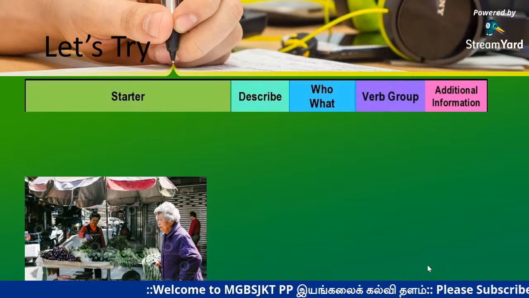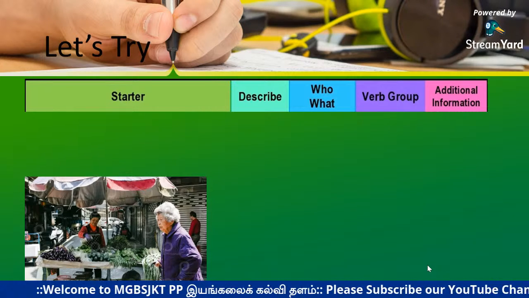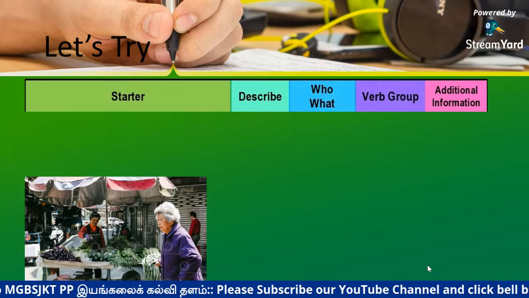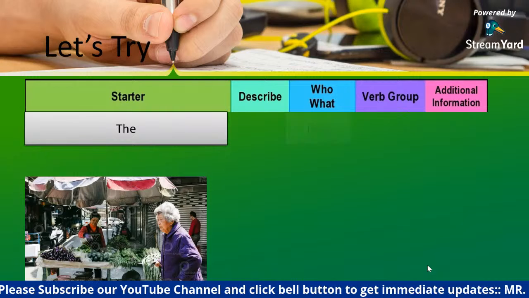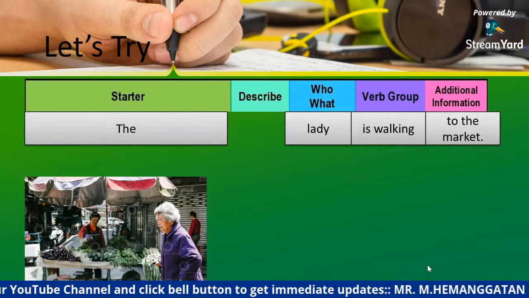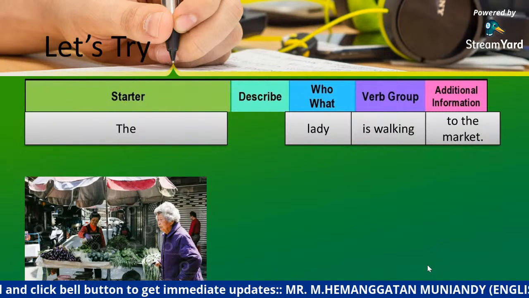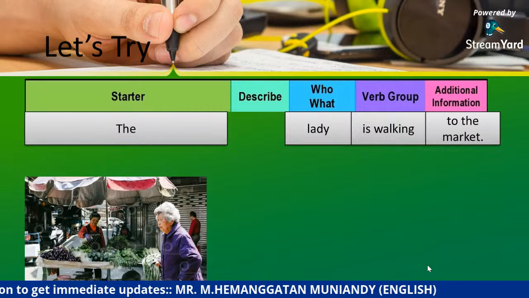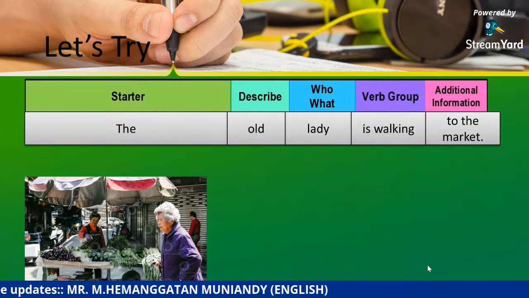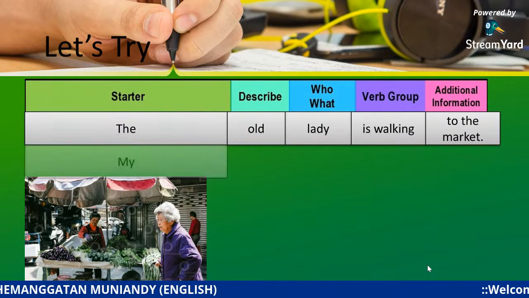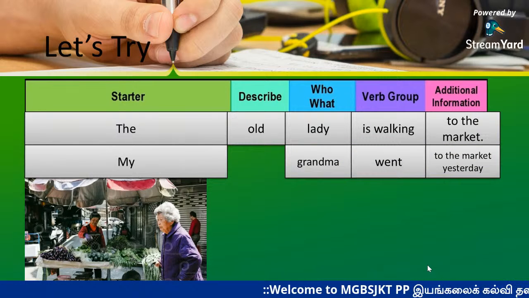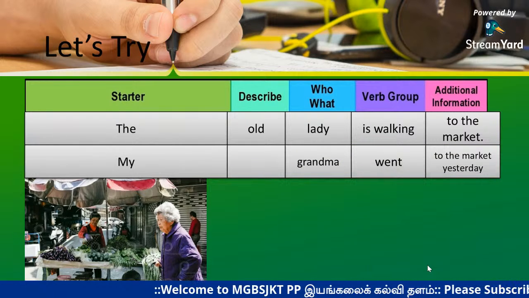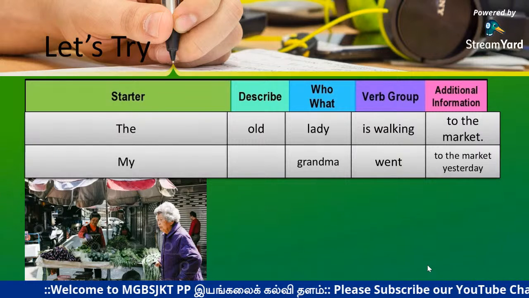Now we look at the sample that I have here. Thank you for all the sentences. Most of your sentences were correct. Congratulations. The lady is walking to the market, similar to the one I read just now. The old lady is walking to the market. Or you can simply say, my grandma went to the market yesterday.